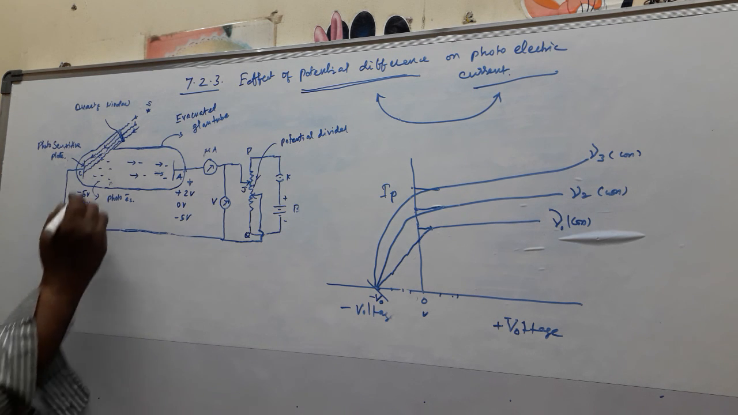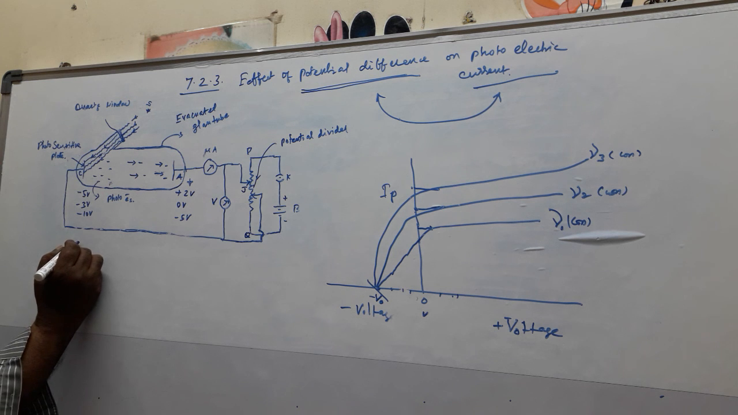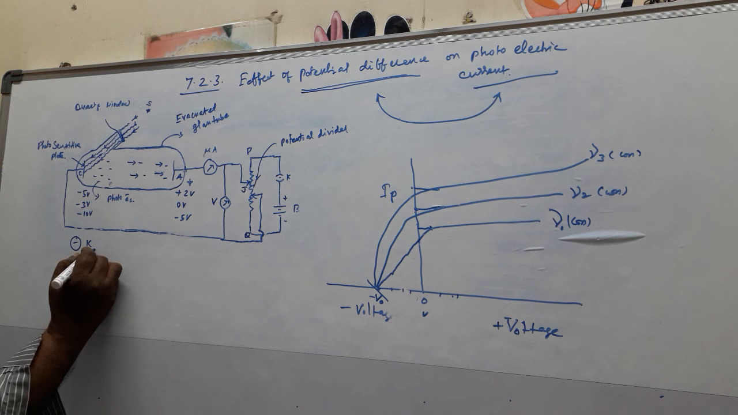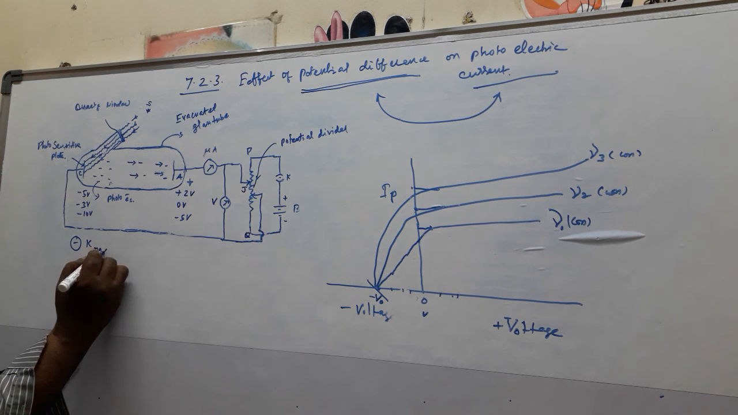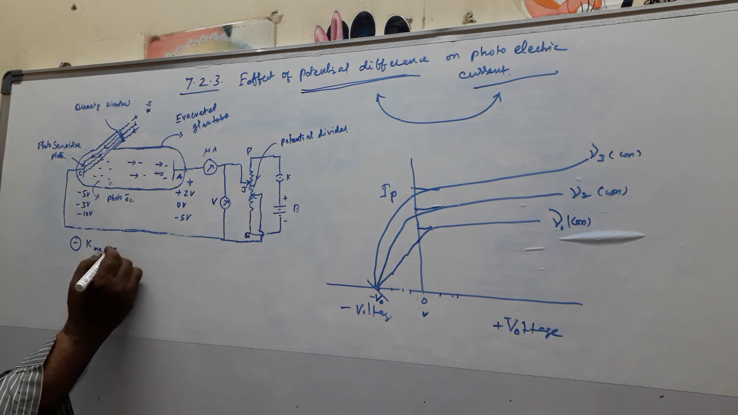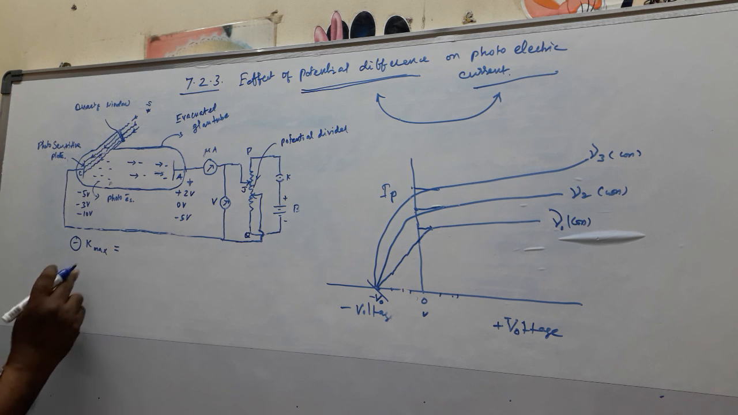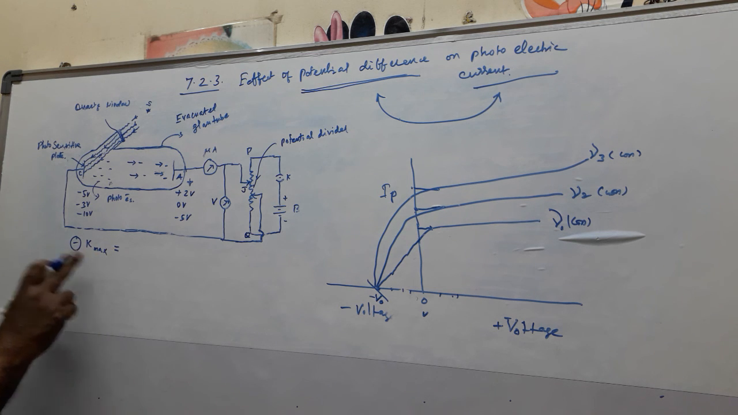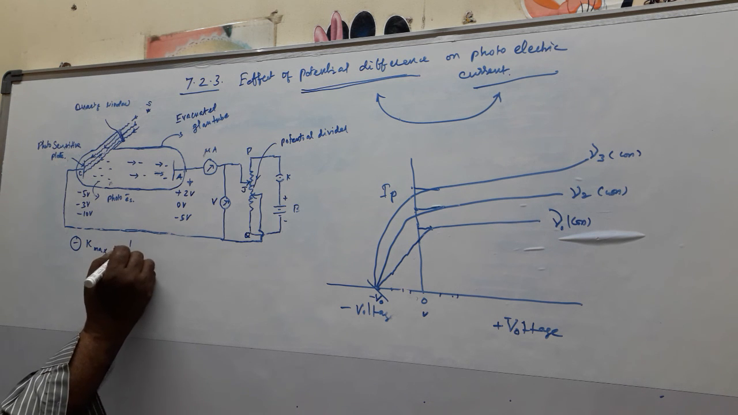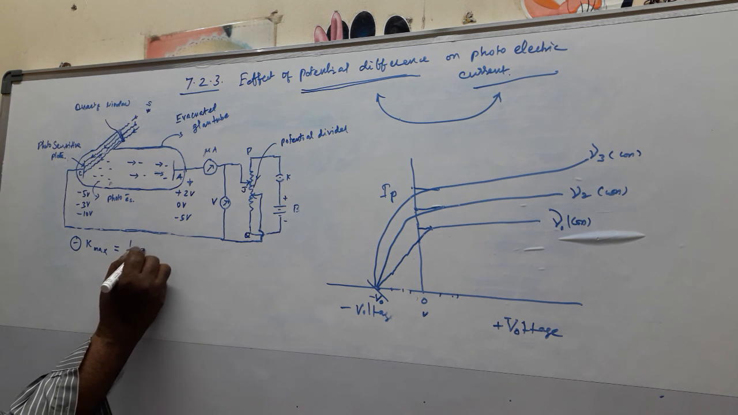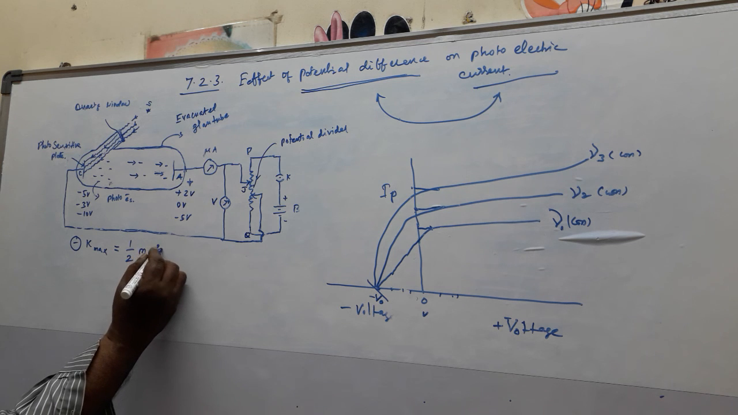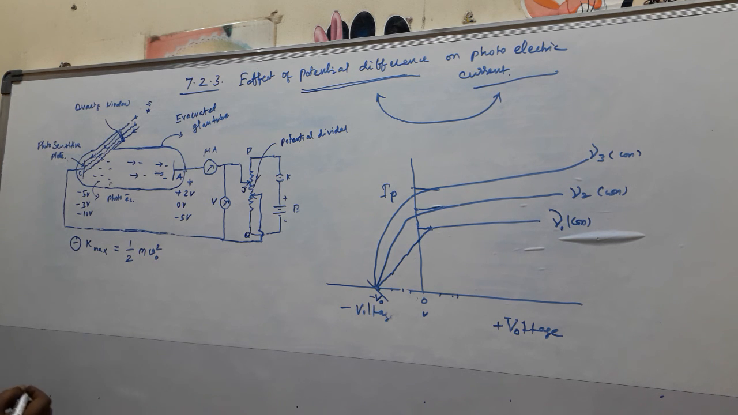That potential is called the stopping potential. Now, the maximum initial kinetic energy of the electron is equivalent to, usually we write the equation for kinetic energy as half m v squared, where m is mass and v is velocity. Here velocity means v0 squared.